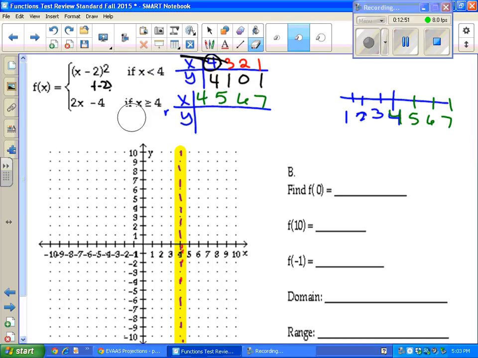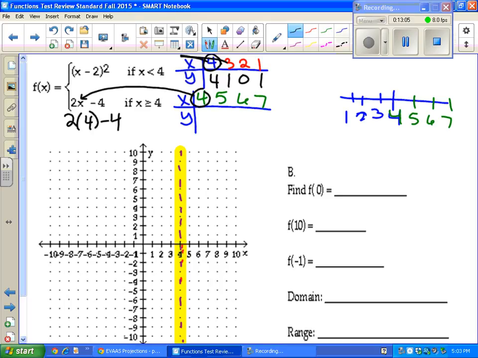Now let's get the values for our bottom piece. All right, the bottom piece, I'm going to start with 4. 4 goes into the bottom piece in place of x. So it's 2 times 4, which is 8, minus 4, which is 4. 5 goes into the same place. 2 times 5 is 10. 10 minus 4 is 6. 6 times 2 is 12, minus 4 is 8, and 7 times 2 is 14, minus 4 is 10. So I have my values for my x and y table for both pieces.